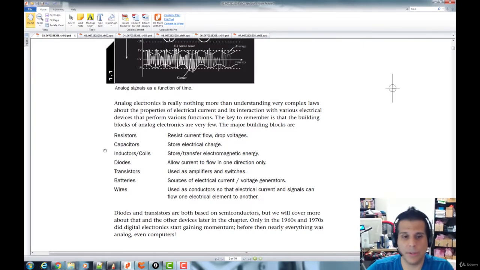So we have resistors. They resist current flow and they drop voltages. Capacitors store electrical charge. Inductors store and transfer electromagnetic energy, and capacitors and inductors are kind of opposites. They go together. Diodes, here's our first semiconductor device, allow current to flow only in one direction. Transistors are used as amplifiers and switches. These are also semiconductor devices. And then also in transistors, we would have what are called FETs, field effect transistors. Those are kind of the two major players.